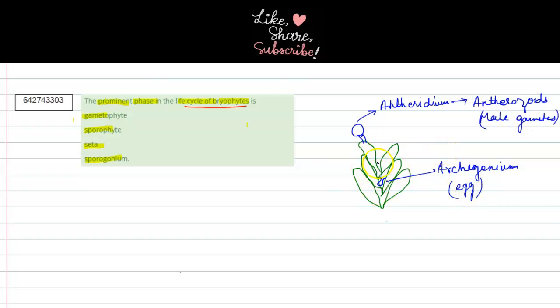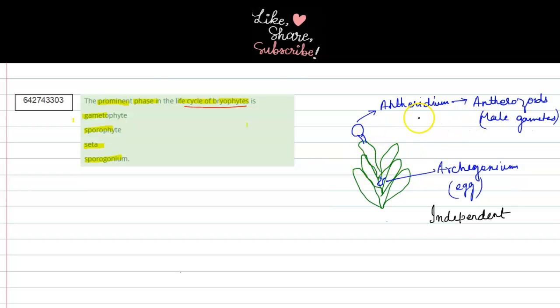Now, as I said, these are leafy structures, they are green in color, they are photosynthetic. Since they are photosynthetic, they are able to make their own food and hence they are independent, which means they are not dependent on anything else for food. Now, here the male sex organs and the female sex organs are on the same plant. They can be on different plants also, but we have taken the example of a monoecious plant, which has both male and female on the same plant.